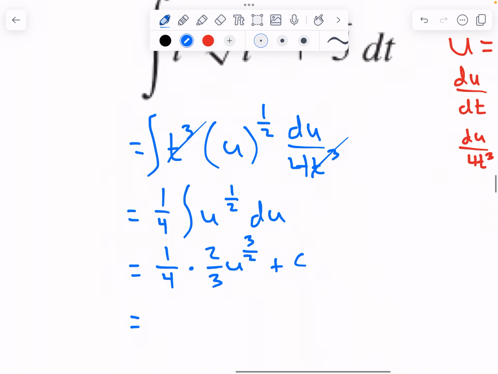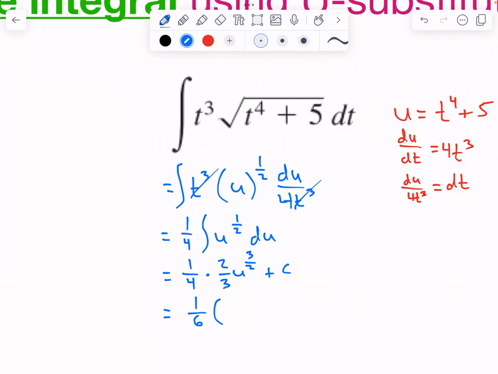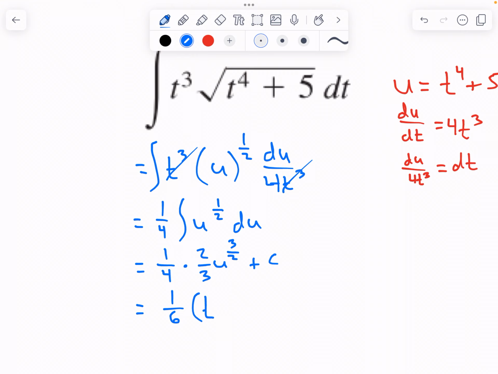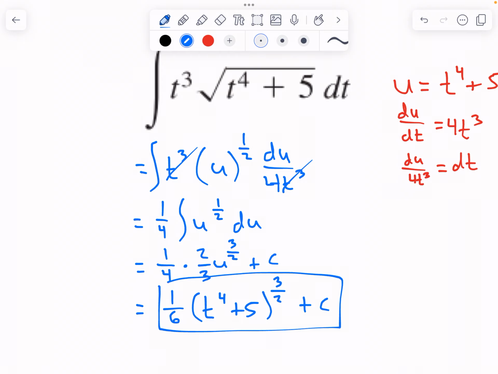Well, 1/4 times 2/3, that's what? 2/12, that's 1/6. So I got a 1/6 right here. We've got u to the power of 3/2, but I'm going to make that substitution back. I'm going to plug back in everything that u is equal to. And there we have our antiderivative.